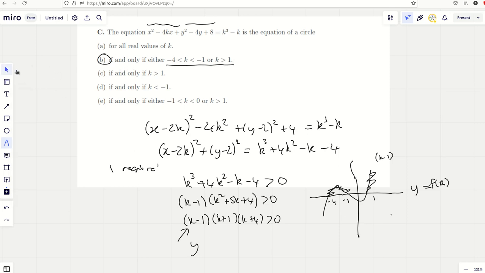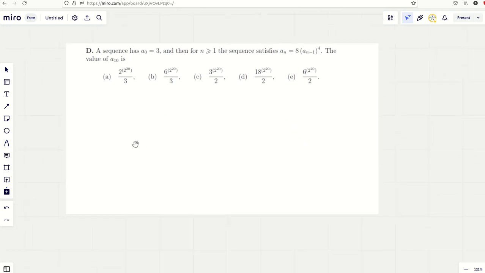B. Okay, D. Sequence. Yeah, this one's like a number one. I quite liked it actually. It's kind of weird. I felt quite intimidated at first. All I thought was, try and work out A1, I suppose. And I'm thinking I've got 8 times 3 to the 4, which isn't very nice.